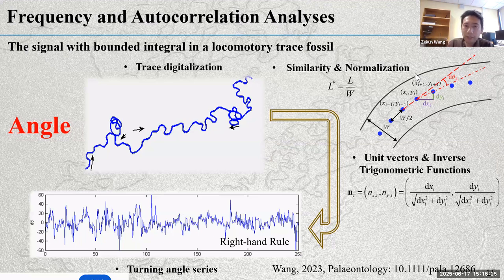So in order to calculate the turning angle vector, we will do a cross product between the radial vector and the tangent vector. If you are turning anticlockwise, you will also get a positive value along the axis. So if the tracemaker is turning anticlockwise, you will get a positive turning angle.